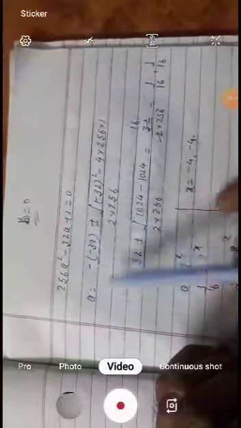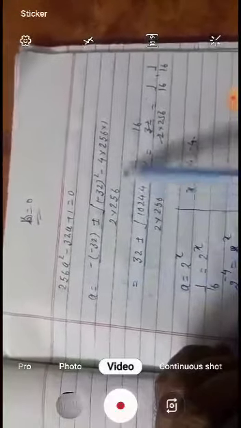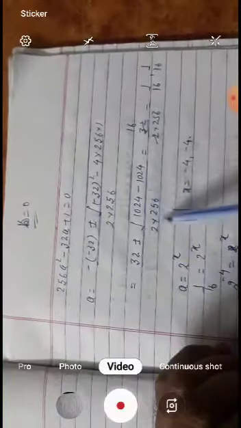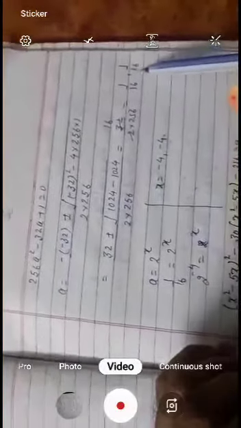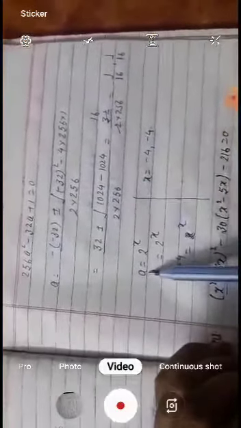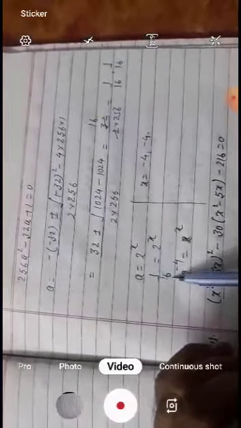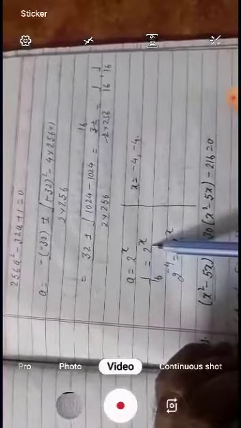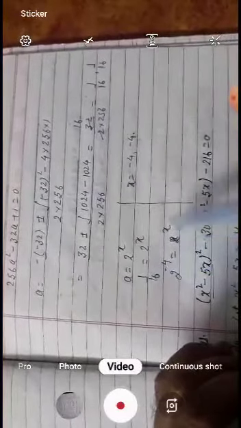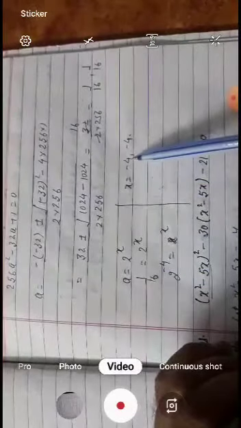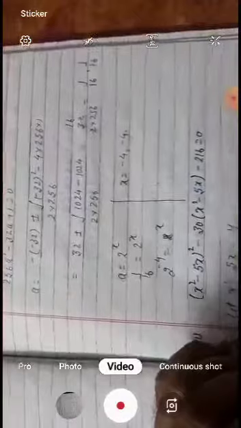Using the Sridharacharya method we will find the value of a. We get 1/16, 1/16. Now putting the value in place of a, a = 2^x, and 1/16 is equal to 2^(−4), so 2^x = 2^(−4), then the value of x is −4 and −4. This is our reducible form of equation.